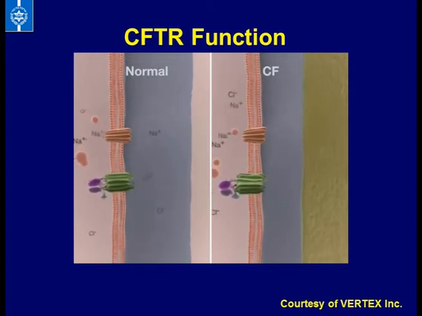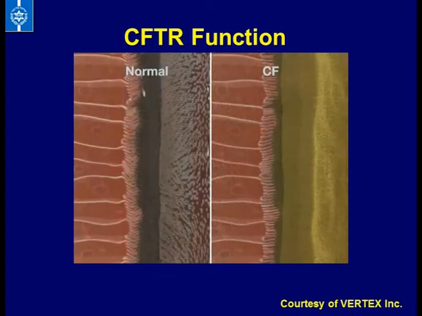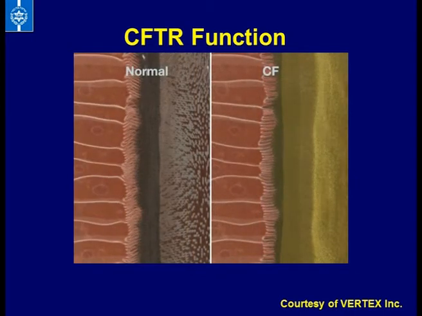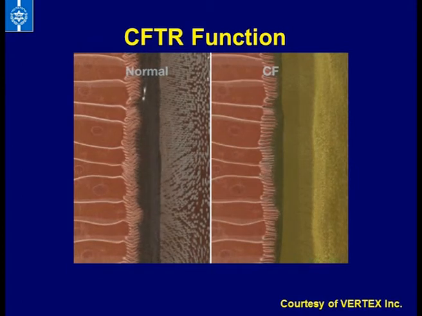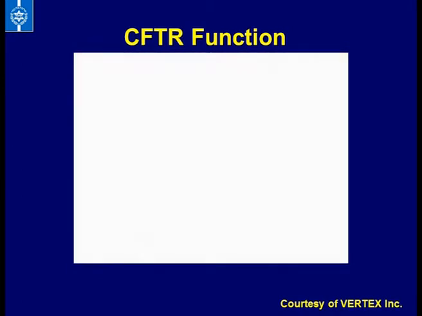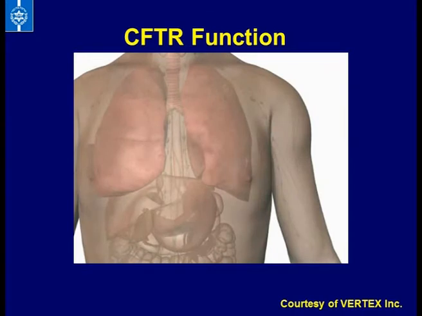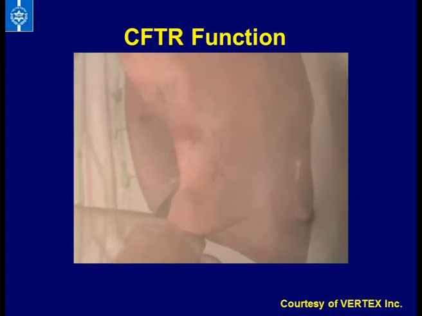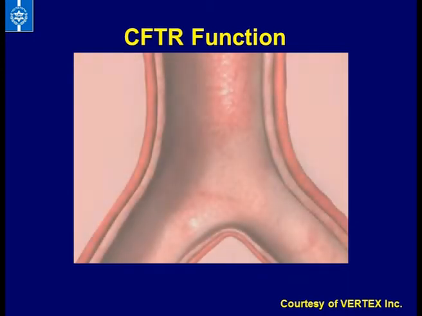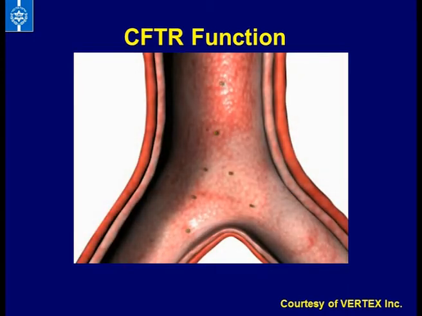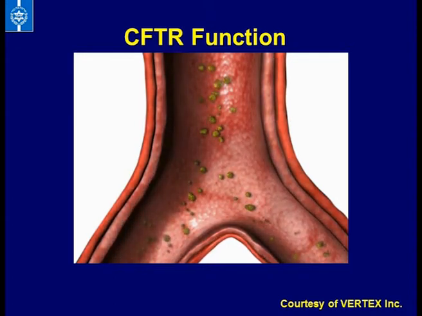These defects in ion transport lead to depletion of the ASL, which results in decreased mucus clearance, thick secretions, and obstruction of the airways. Bacterial colonization due to the lack of clearance of thick, sticky mucus from the airways is a contributor to the progressive lung disease in cystic fibrosis. The patient's inflammatory response to the infection and the bacterial products destroy the airway wall and result in bronchiectasis.